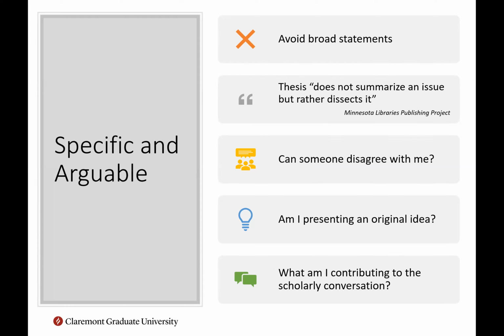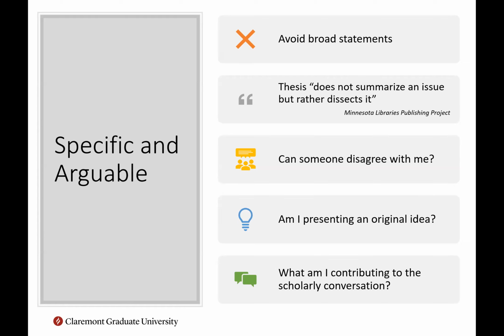Can somebody disagree with me? So this is what we mentioned before. Is this arguable? And again, this is a way to avoid general statements of fact and move more into that realm of argument. You want somebody to be able to at least potentially take another side, say, I had a different interpretation, and then it's your job to convince them of your side. I mean, that's basically what we're doing in academics in general, right? Convincing people we're right.